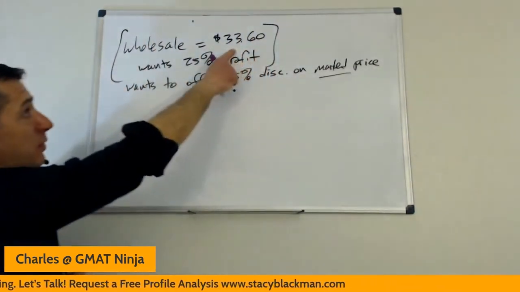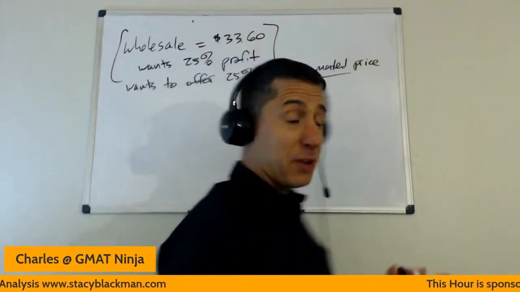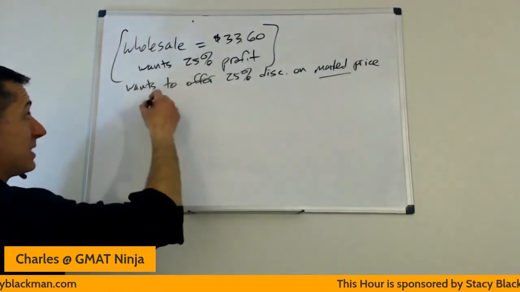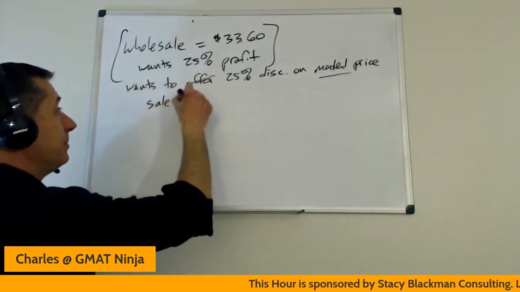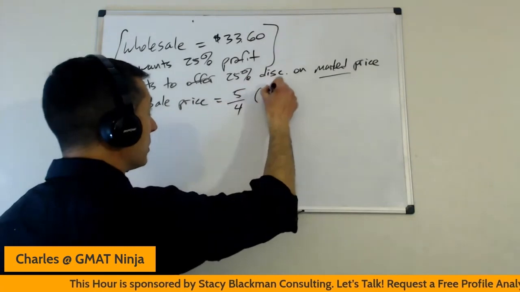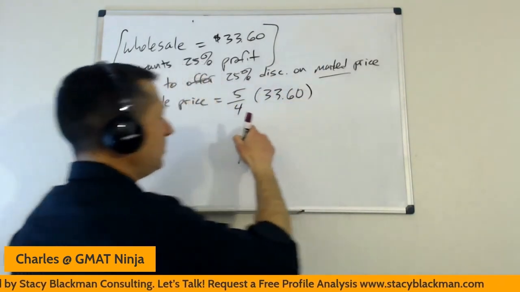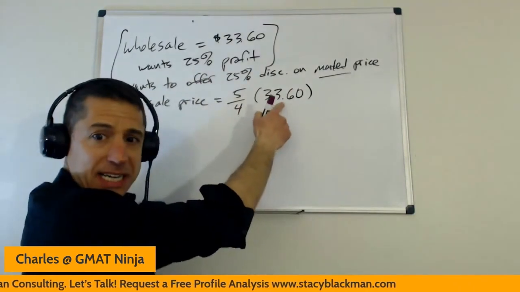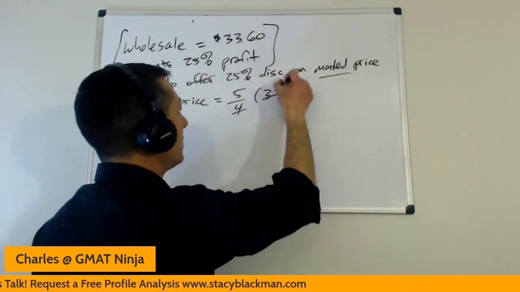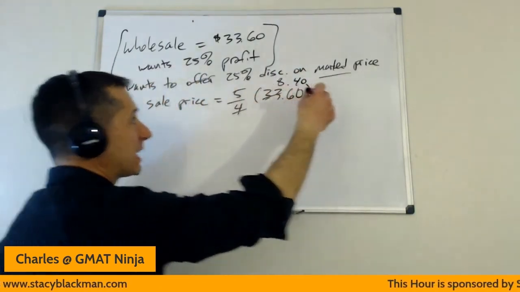Wholesale price is $33.60. Wants to make a 25% markup on that. That's pretty straightforward, right? We can just say that she wants the sale price to be 5/4 times 33.60. And we can cancel, very nice, neat multiple of 4 here. So $8.40, I believe. Multiply that times 5. I think you get $42.